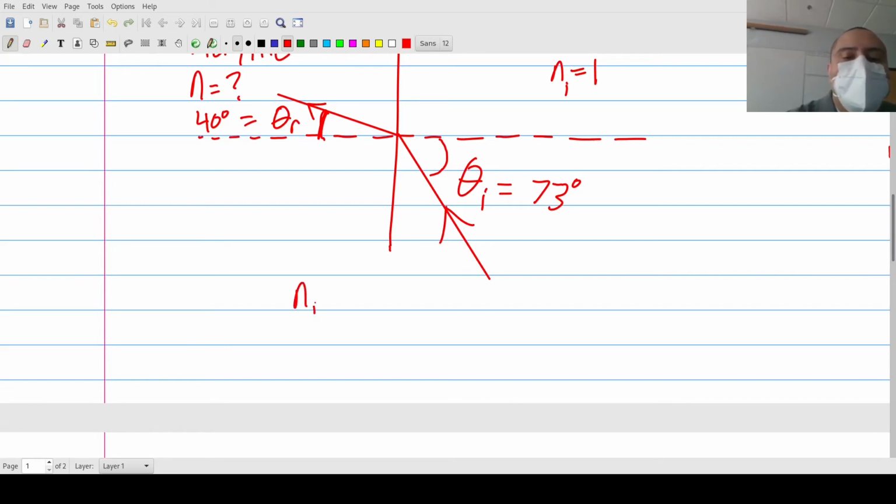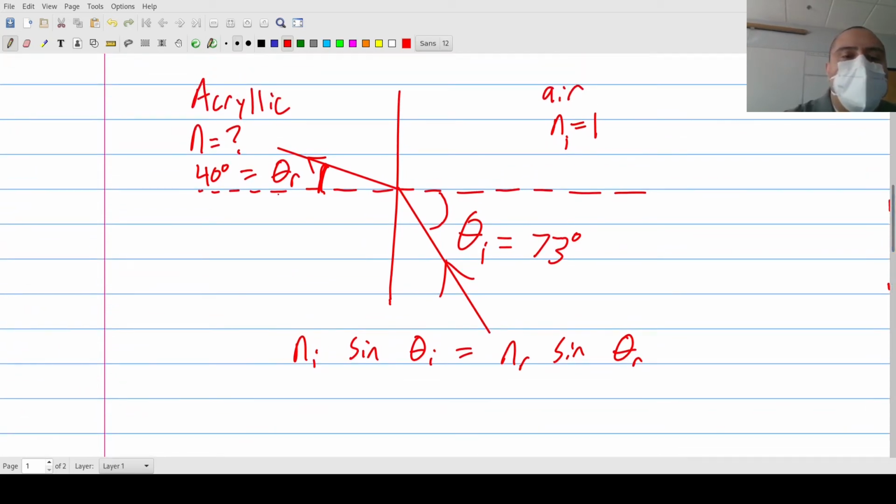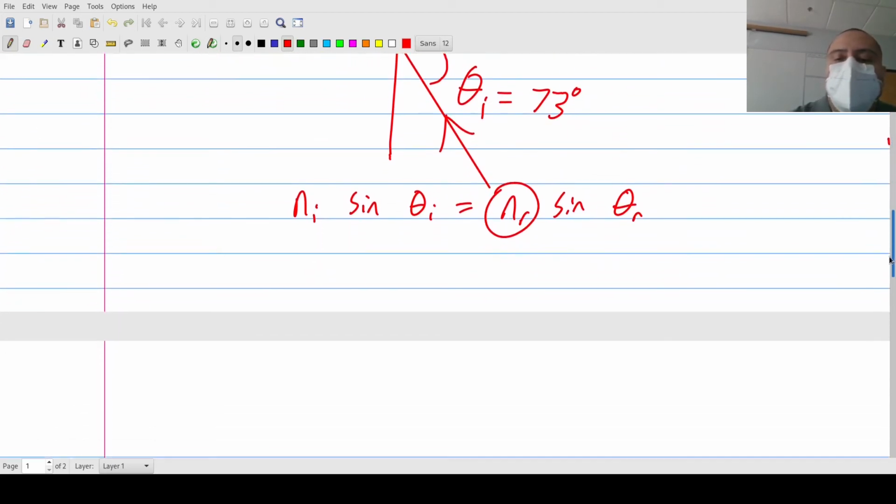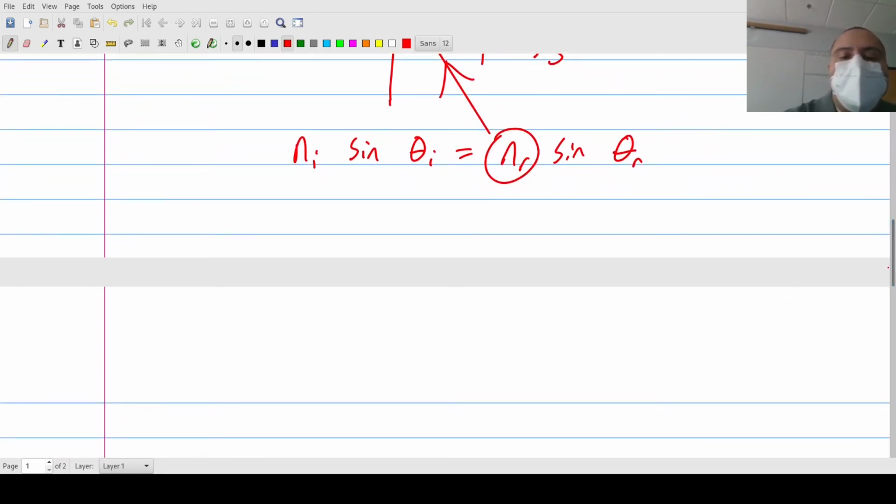So Snell's Law: N incident sine theta incident is equal to N refracted sine theta refracted. Now I know N incident, I know theta incident, I know theta refracted. I'm looking for N refracted, so I'm going to solve for it. I just need to divide by the sine of theta r. So N incident sine theta incident divided by the sine of theta refracted is equal to N refracted.